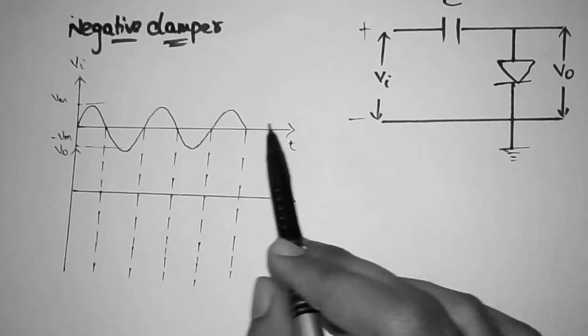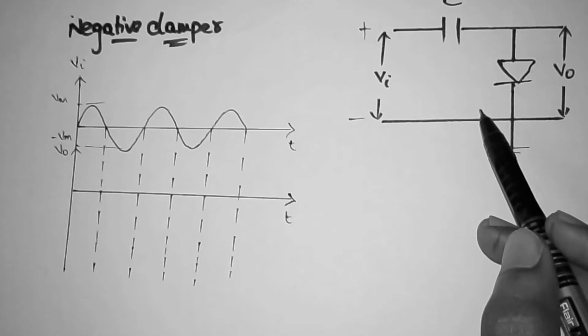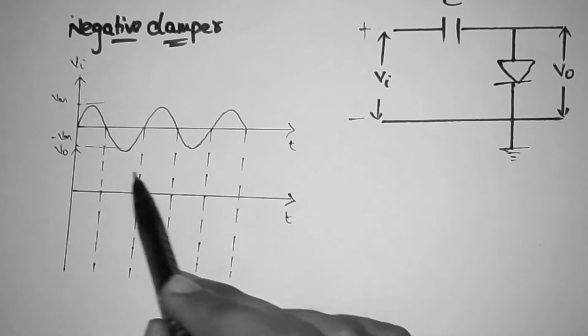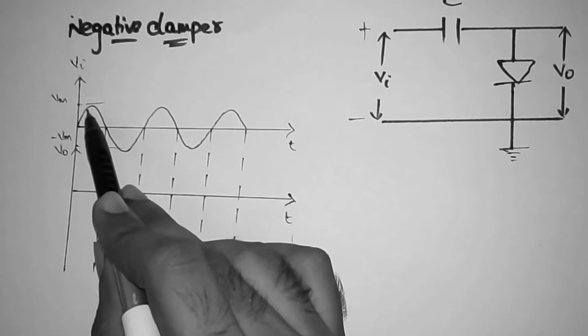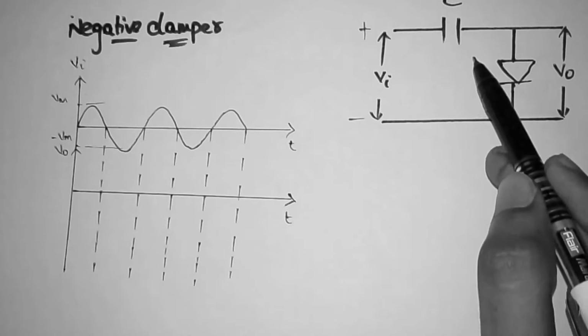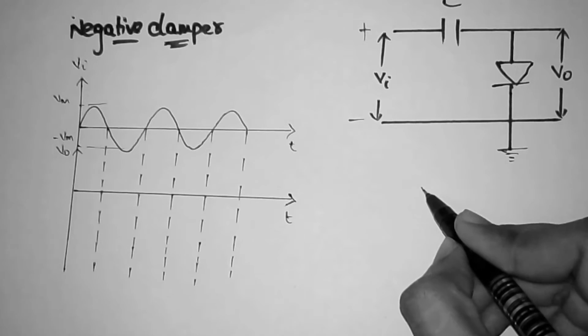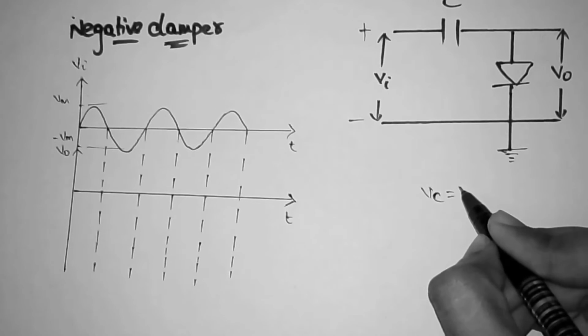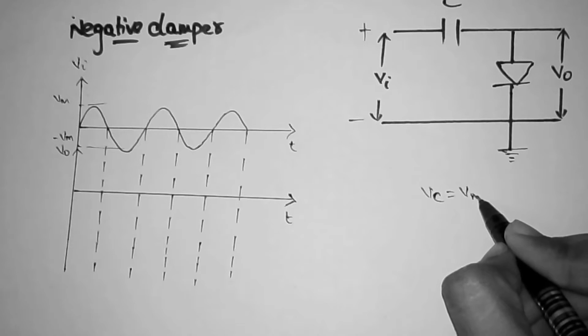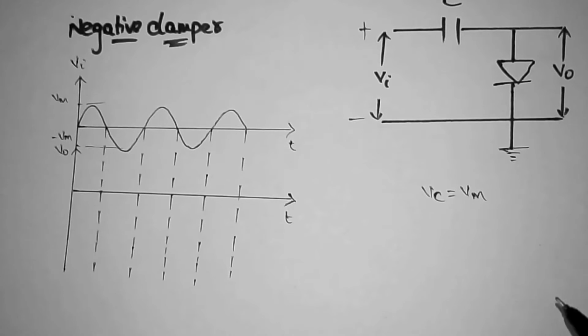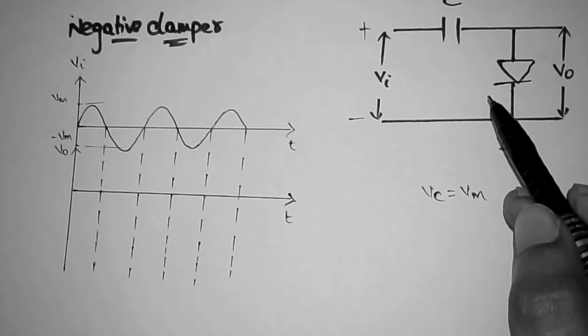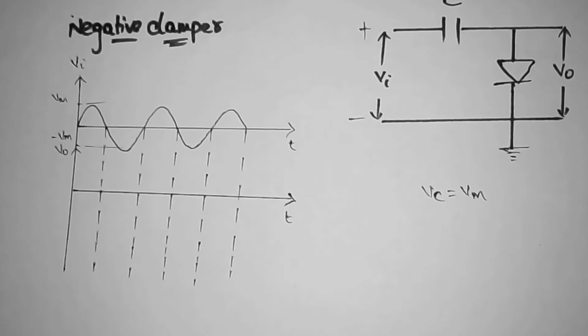When this signal is applied as an input to the circuit, the diode starts conducting over the positive half cycle and the capacitor stores a peak voltage of Vm. So the voltage across the capacitor, Vc, is equal to Vm. So the capacitor acts as a constant DC voltage source.